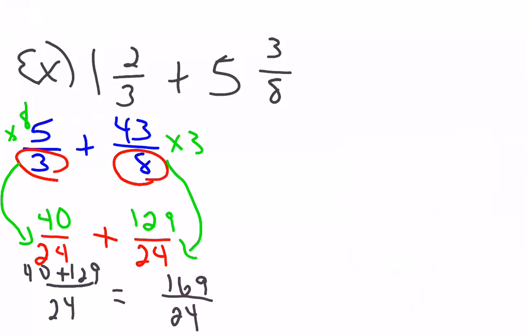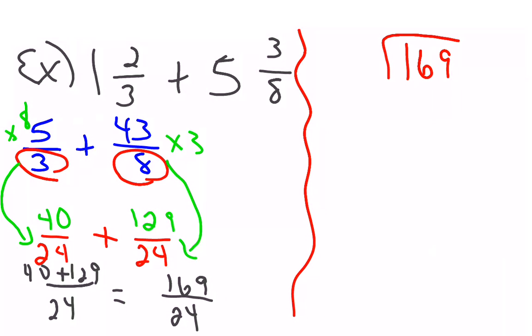So in this case, in order to make it a mixed number for us, we have to divide. So let's take a look. So basically we have 169 and we want to divide 24 into there. Again, you're welcome to use a calculator, but be careful, it's going to give you this weird decimal, and that's not what we're looking for.